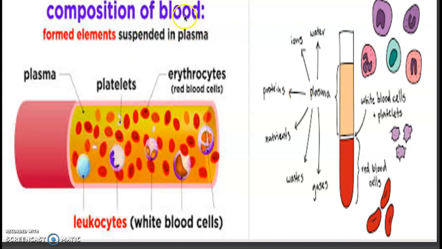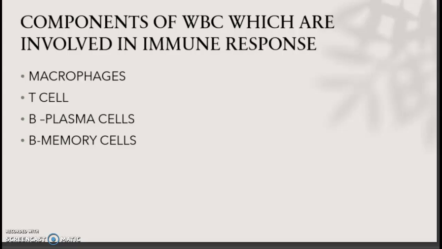In the composition of blood, plasma is there, which has formed elements like platelets, white blood cells or leukocytes, and RBCs or erythrocytes. In this diagram, it's visible that the upper portion is plasma, which contains water, ions, proteins, nutrients, wastes and some gases. In between, platelets and then red blood cells are there. WBCs are mainly responsible for providing defense and are involved in the immune response also.